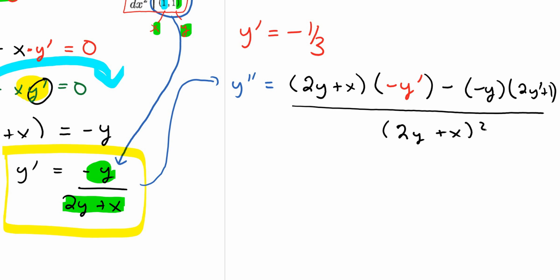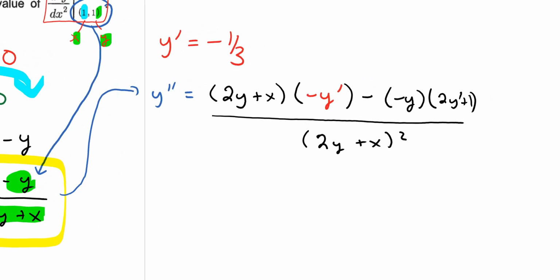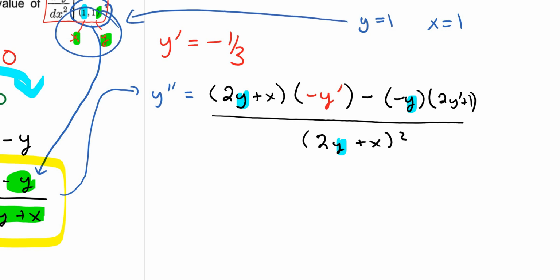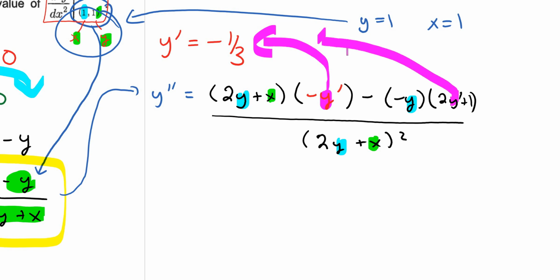all squared. Okay, so that is my second derivative, and what we have to do now is anytime I see a y, I'm going to replace those y's with a 1, because remember, y equals 1 and x also equals 1 from the start of the problem there. And anytime I see an x, I'm going to replace that with a 1. And anytime I see a y prime, that's going to be replaced with the negative 1/3. All right, so now in order to finish this problem, it's all about substituting the right values into your second derivative.